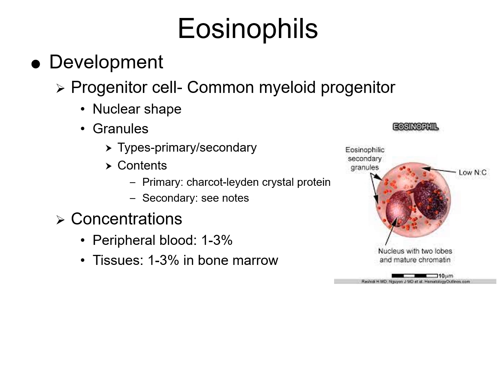For the granules, we have those primary granules. They're present, but they're less prominent than in the neutrophils. They contain enzymes and proteins that are important in eosinophil function. And then we have the secondary granules. These are larger and more numerous than the primary granules.